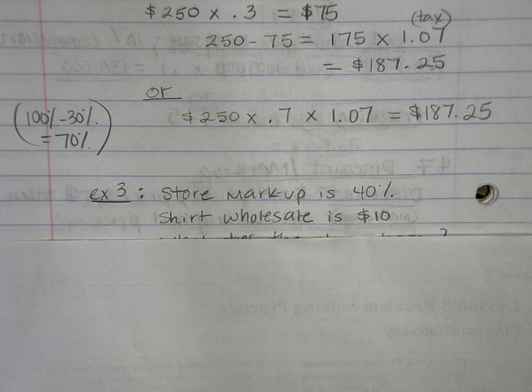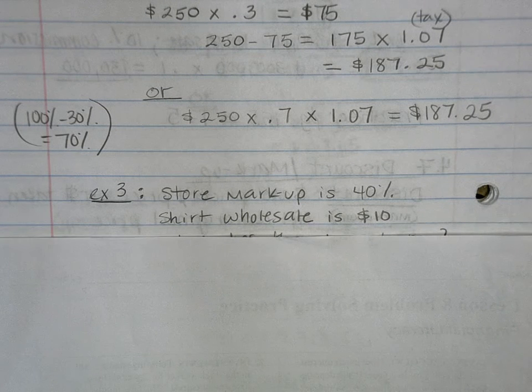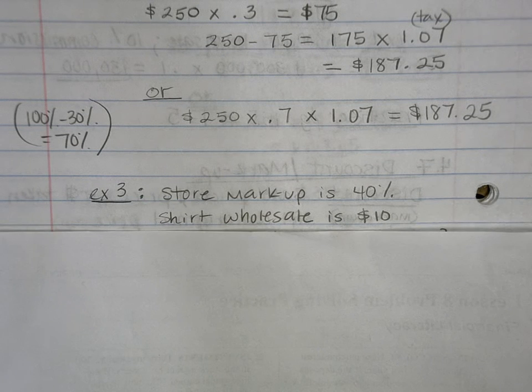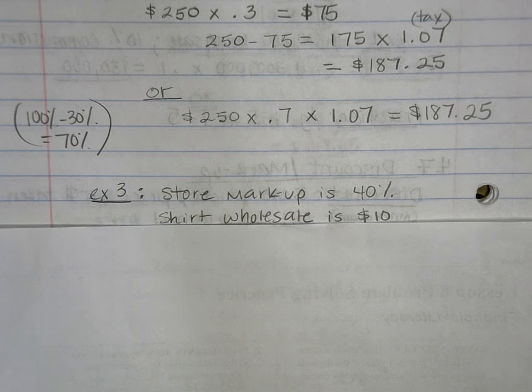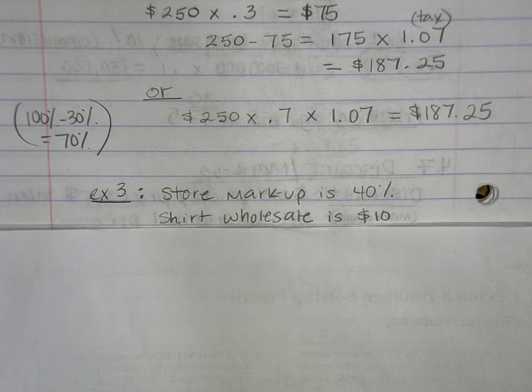So they have a shirt, and wholesale just means what they bought it for. They bought it from a big factory for $10. So far, so good? Follow along? So they're going to mark that $10 up 40%. Can anyone do that in their head? What's 40% of 10? $4. Okay, so then what's 10 plus 4?